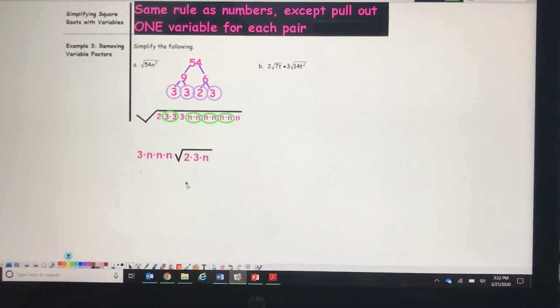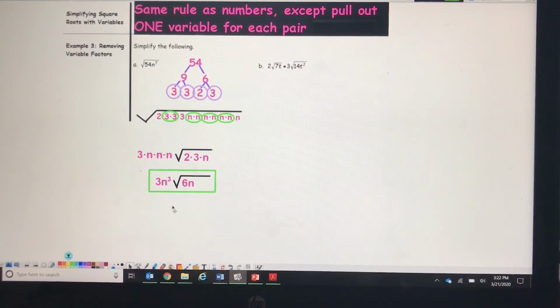Again, pull out just as you would pull out your pairs of numbers and leave what's on the inside. I always put the multiplication symbols in between until I've actually done that work. I finally end up with 3n cubed times the square root of 6n.